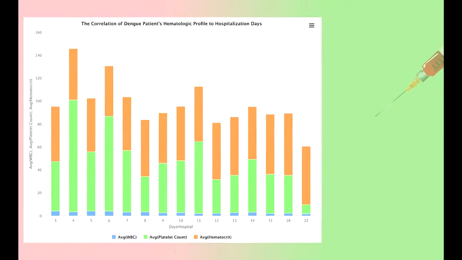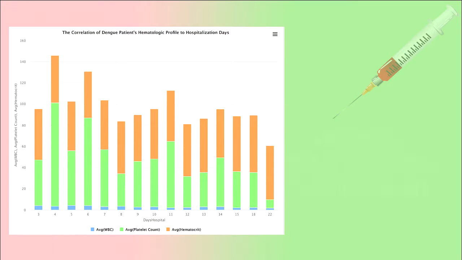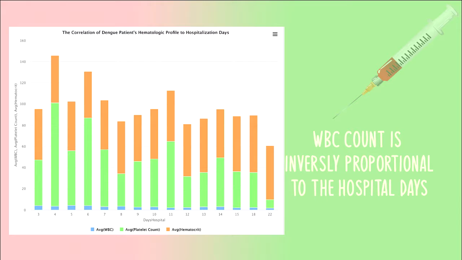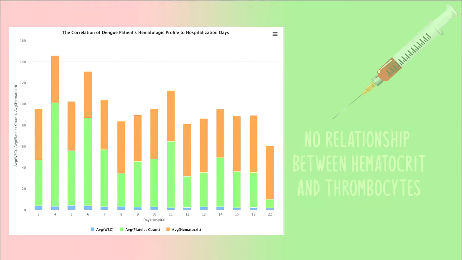Based on the graph, the average count of white blood cells is inversely proportional to the length of stay of the patients. In other words, as the hospitalization day increases, the white blood cells decrease as well. This trend is supported by the research conducted by Tinambunan et al., 2018. They found out that leukocyte value correlates with hospitalization duration. However, there is no correlation between elevated hematocrit and thrombocytes.